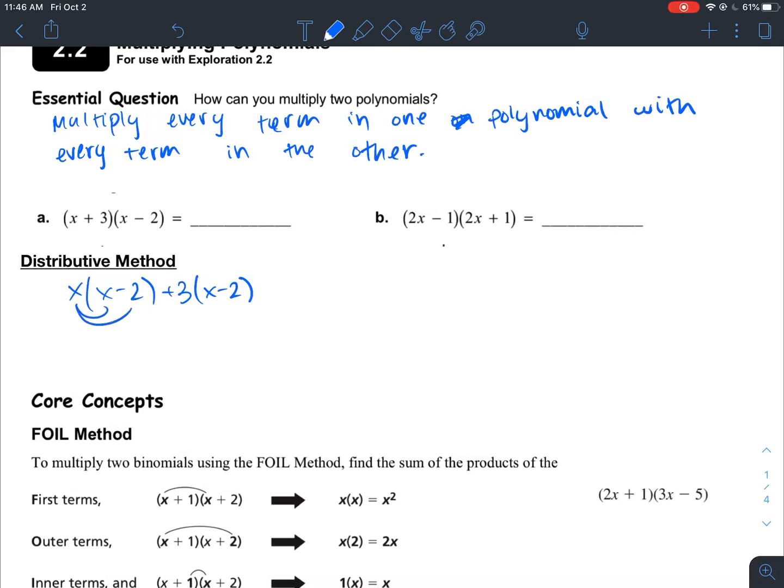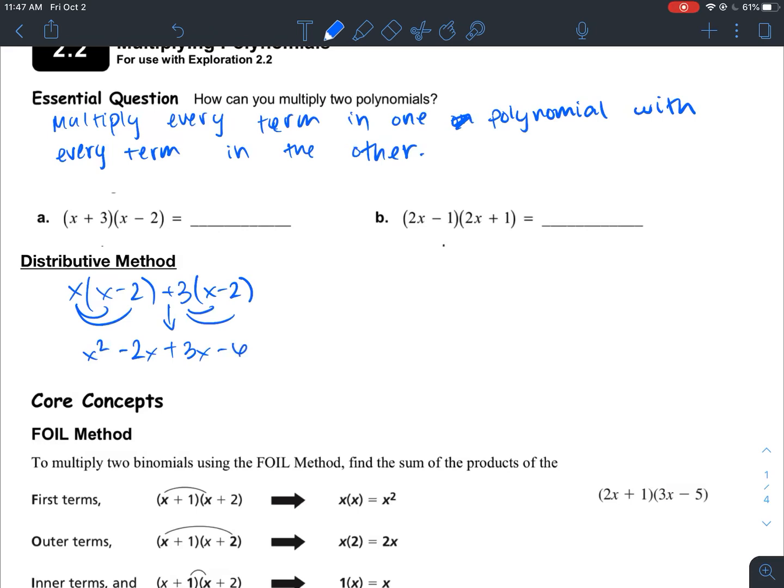So if we distribute those two, then we get x times x, which is x squared. And then x times negative 2, which is minus 2x. Okay? And now we have plus 3, because that's what we have there. And then 3 times x is 3x. And then 3 times negative 2 is minus 6. Okay?